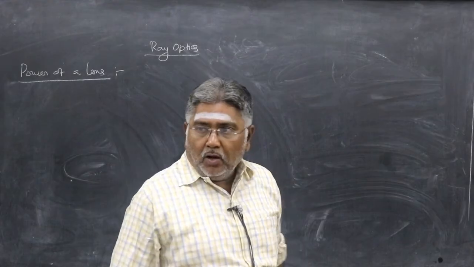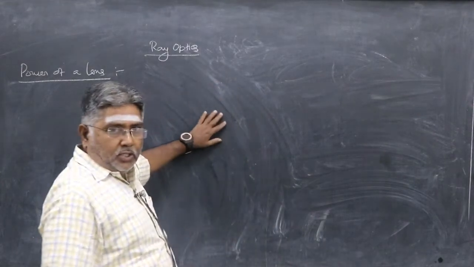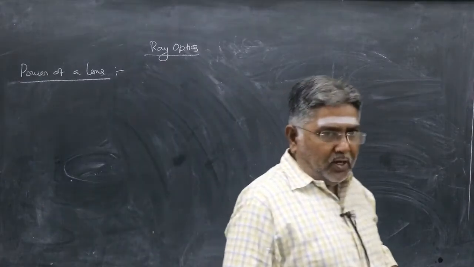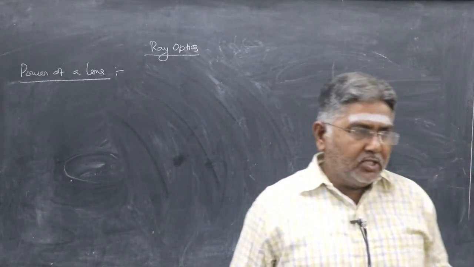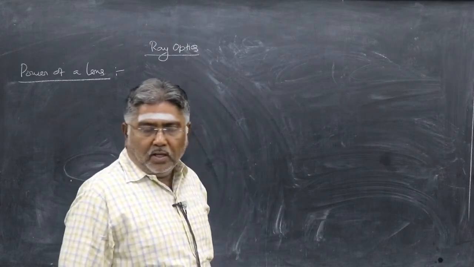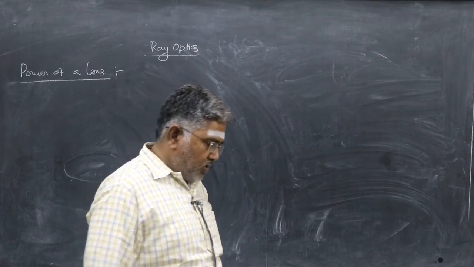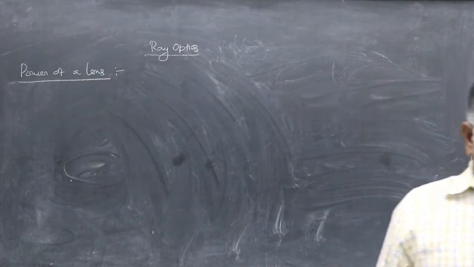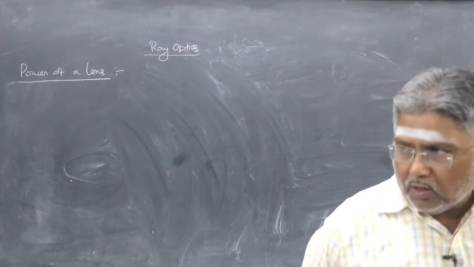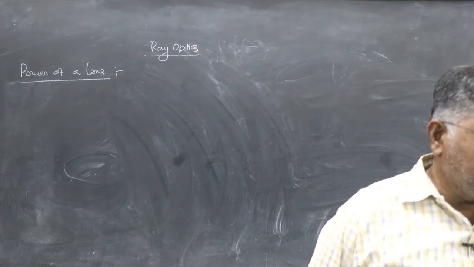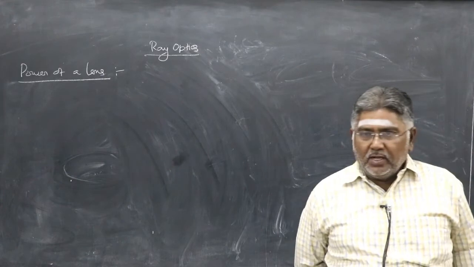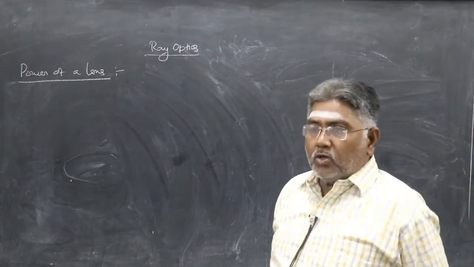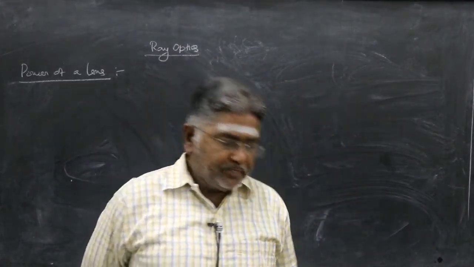Now we'll see what is meant by power of a lens in this video. Power of a lens is a measure of the convergence or divergence of the lens. So we can say if the lens converges more, power is more. If the lens diverges the light falling on it more, we say power is more. So qualitatively, the power of a lens is a measure of convergence or divergence of a lens.